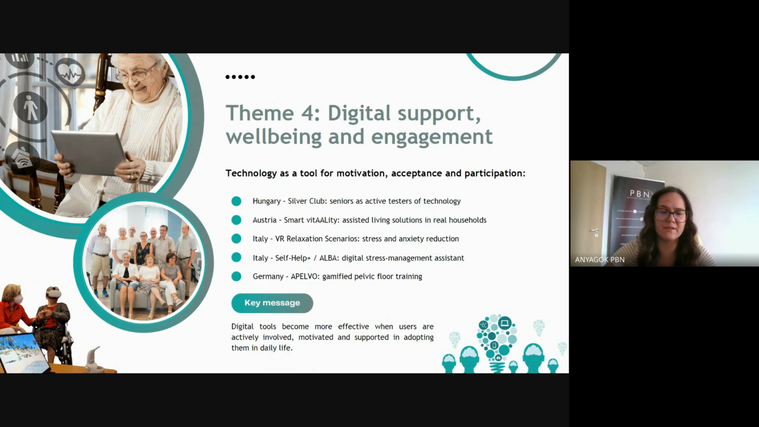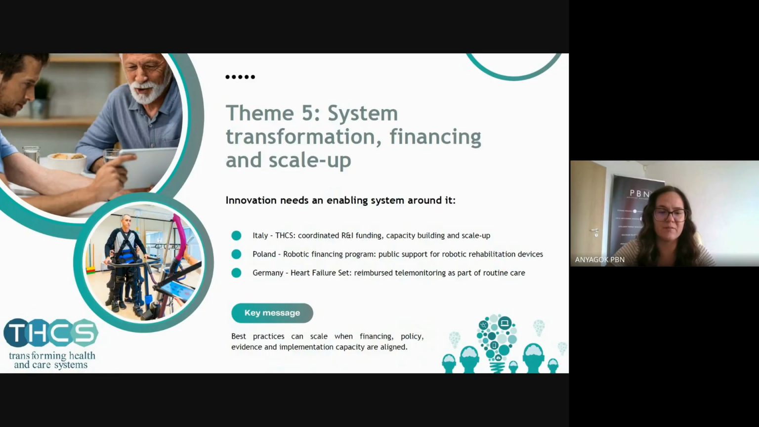The last thematic group looks at the system conditions that allow such practices to scale. The previous themes focused on services, technologies, monitoring, and user engagement, but even the best technology will not spread if there is no funding, no reimbursement, no implementation capacity, or no cooperation between regions and institutions. The Italian Transforming Health and Care System Partnership is a strong example. It supports coordinated research and innovation funding, capacity building, knowledge exchange, and scale up across countries and regions.